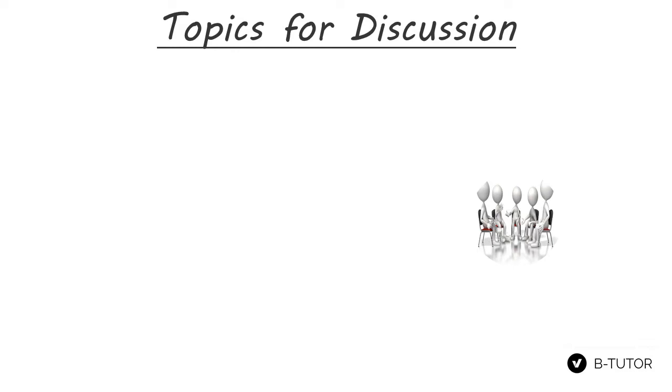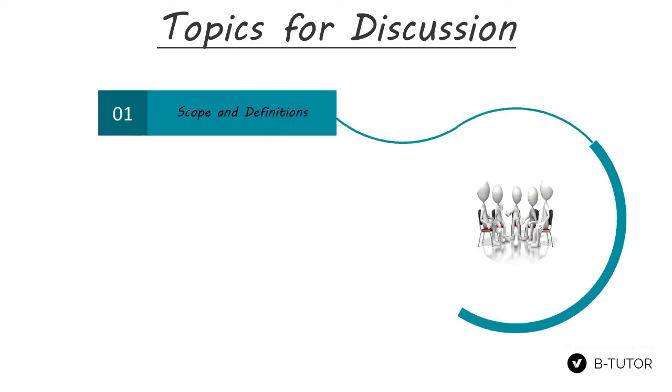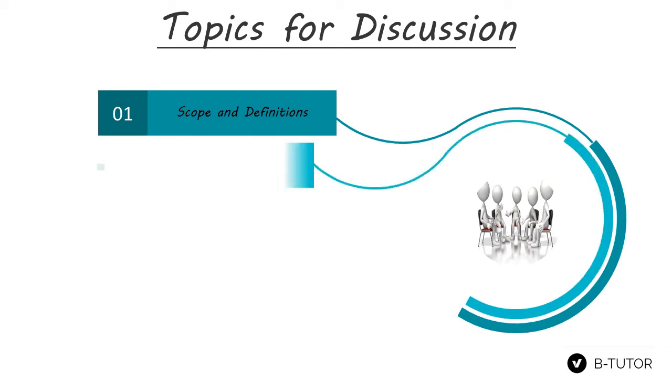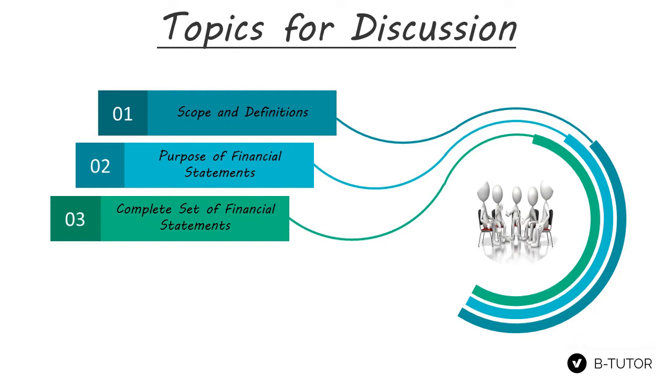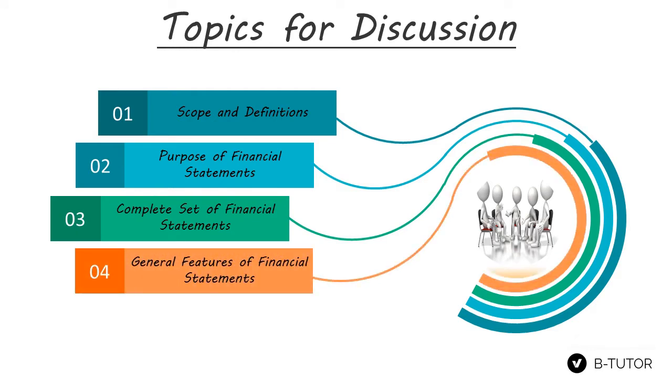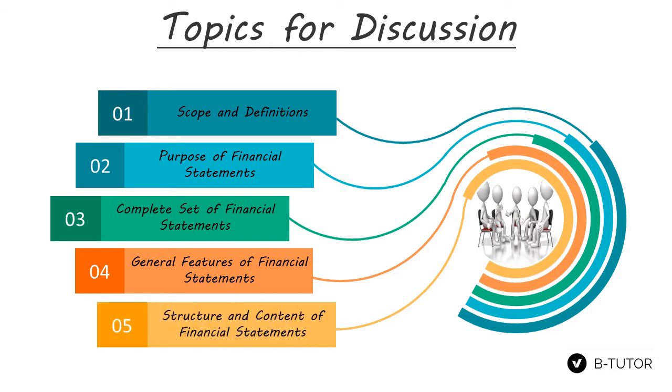Our discussion has been divided into 5 parts. Number 1, scope and definitions. Number 2, purpose of financial statements. Number 3, complete set of financial statements. Number 4, general features of financial statements. Last one, structure and content. Let's go to each topic in detail.